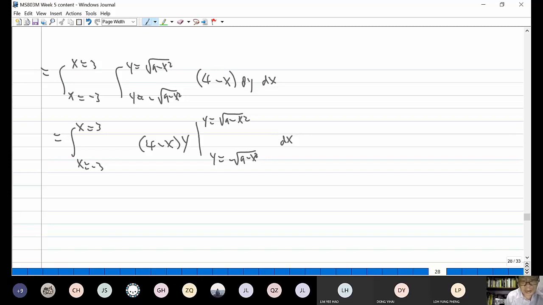So you put in the limit there. This is actually equal to x equal to minus 3 to 3, 4 minus x now. I think we got 2 times already, right? Top minus bottom, 2 times square root of 9 minus x squared. Okay, eventually it comes to this, x from minus 3 to 3. How do we integrate this one?